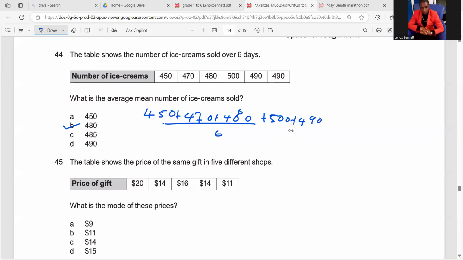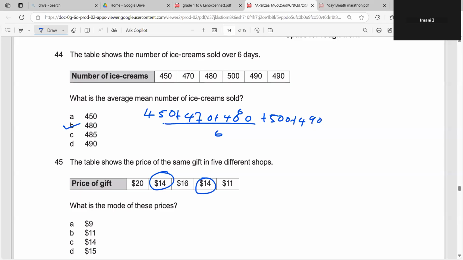Go ahead, Imani. Okay, sir. It says, what is the mode of these prices? And the mode is referring to the one that appears frequently. So, sir, I will look at the prices of the gift. The first one, $20. Second one, $14. Third one, $16. And the fourth one, $14 as well. And the last one is 11. So, sir, in the prices, $14 is the one that appears frequently. So my answer is C.